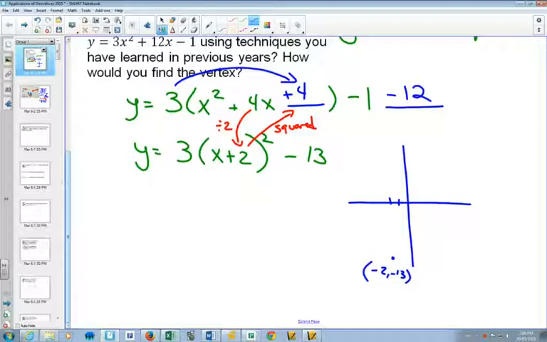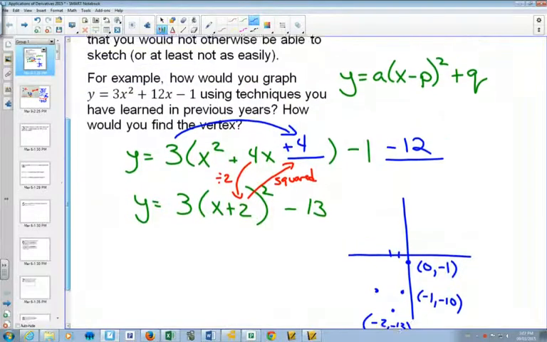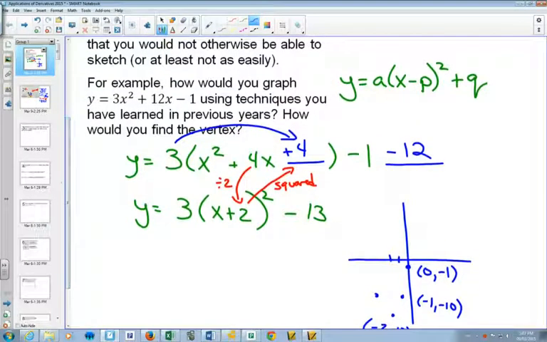So you would know that value. You would know from this 3 out in front that you would go over 1, up 3 in both directions. So you would have (-1, -10). Then over 1, up 9. And you would have (0, -1). You could also find (0, -1) because that is your y-intercept, by just plugging in 0 for x. And in the original equation, that comes out really clearly that it's negative 1.